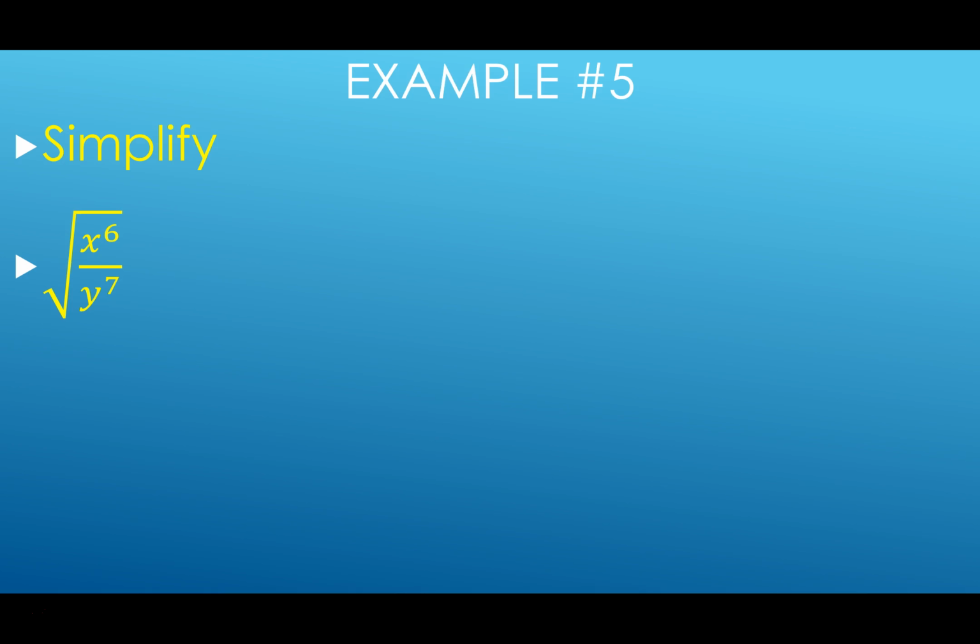So you could have problems where the radical is in the fraction form like this. Just simply rewrite it as the square root of x to the 6th divided by the square root of y to the 7th. Before going through the rationalization process, always simplify as far as possible. The top becomes the absolute value of x cubed, because it's an even root with an odd exponent. The bottom becomes y cubed times the square root of y.